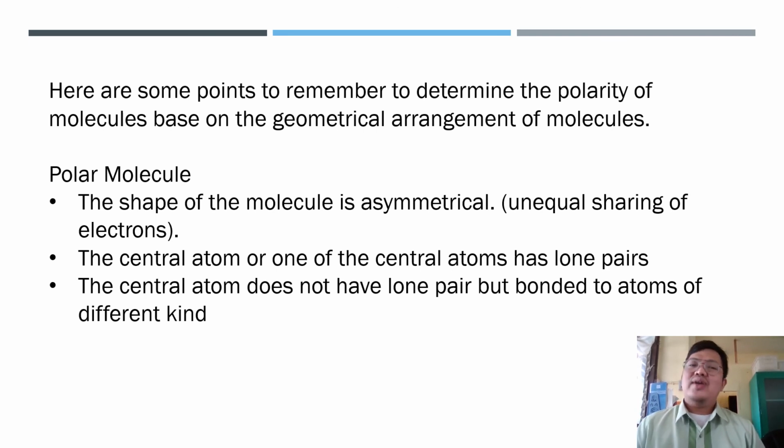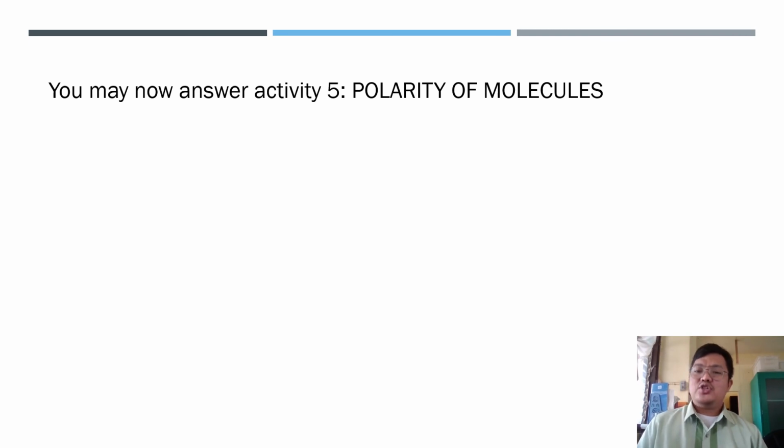So a while ago, we have mentioned about the nonpolar molecules. Now this time, we have the points to remember in order to determine the polarity of molecules for polar molecules. Ito naman yon. For polar molecules, the shape of the molecule is asymmetrical because there is unequal sharing of electrons. Number 2, the central atom or one of the central atoms has lone pairs. And then number 3, the central atom does not have lone pairs but is bonded to atoms of different kinds.